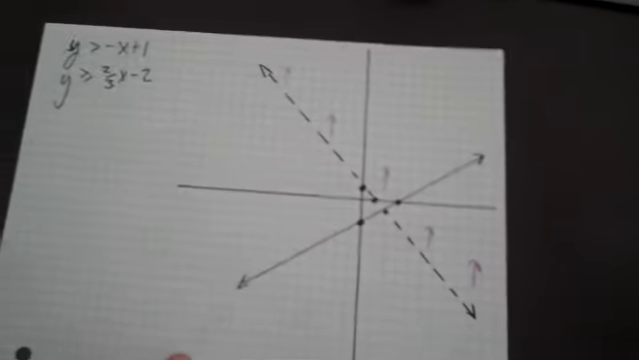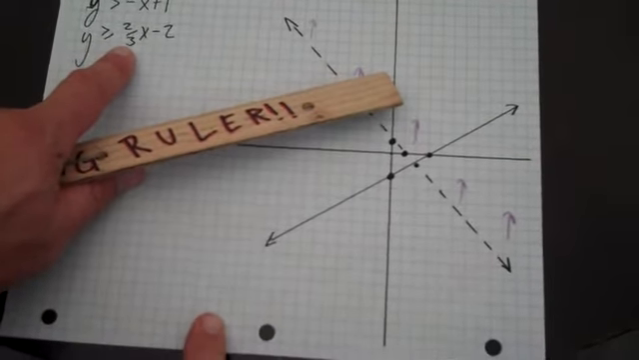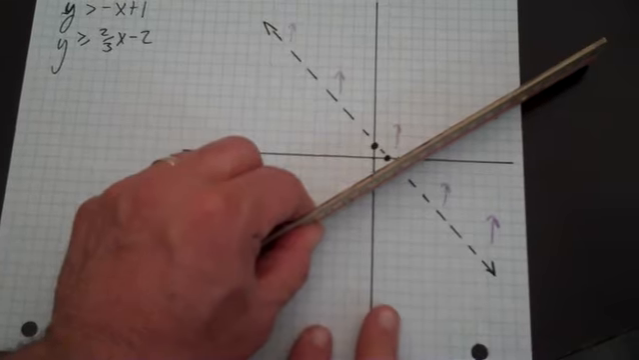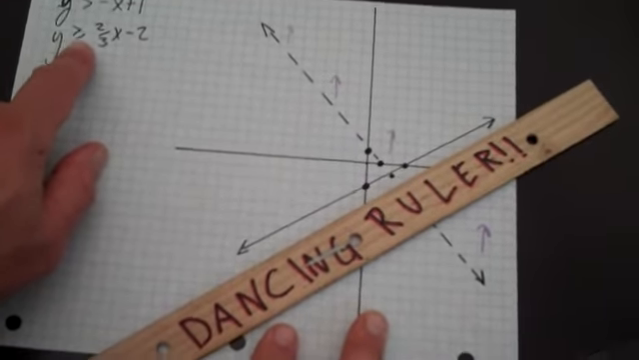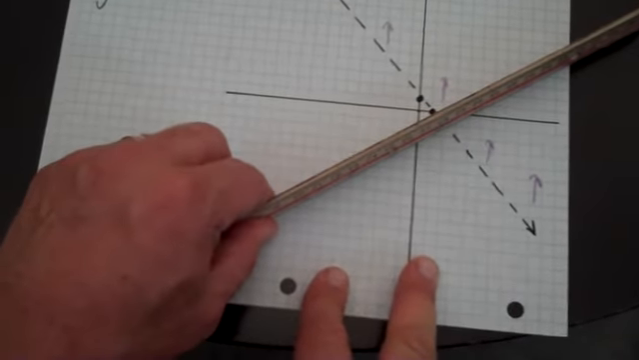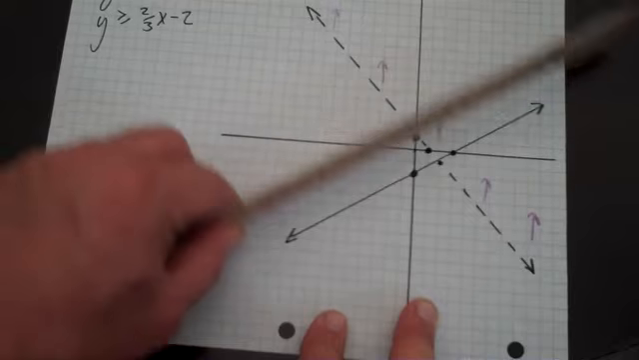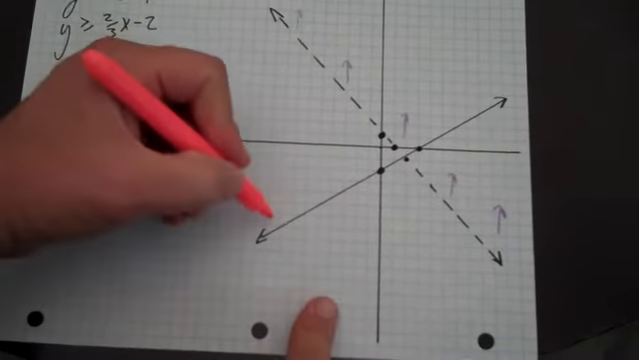In the second one, we have y is greater than or equal to 2/3 x minus 2. This is 2/3 x minus 2. In this problem, is y bigger than the line, or is y less than the line? Bigger than the line. So if y is bigger, does that mean we shade up, or do we shade down? Up. We shade up. So we're going to shade everything up.